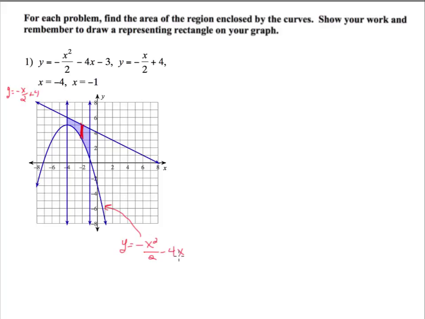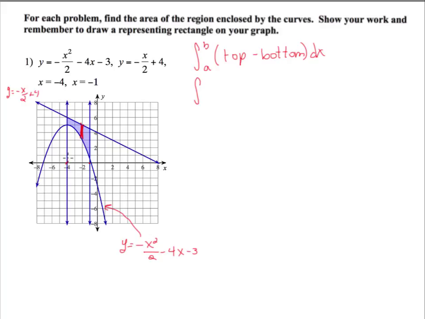But you do need to make note of where your shaded region begins and ends. And since our representative rectangle is vertical, we know our shaded region will begin with the smallest x value to the largest x value. Since our representative rectangle is vertical, we are integrating with respect to x. So the formula we're going to use is the integral from a to b of the top equation minus the bottom equation times dx.